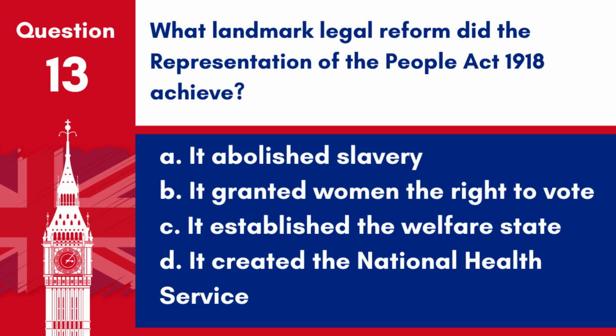Question 13. What landmark legal reform did the Representation of the People Act 1918 achieve? A. It abolished slavery. B. It granted women the right to vote. C. It established the welfare state. D. It created the National Health Service. Answer: B. It granted women the right to vote. The Representation of the People Act 1918 was a landmark legal reform that granted women over the age of 30 the right to vote.